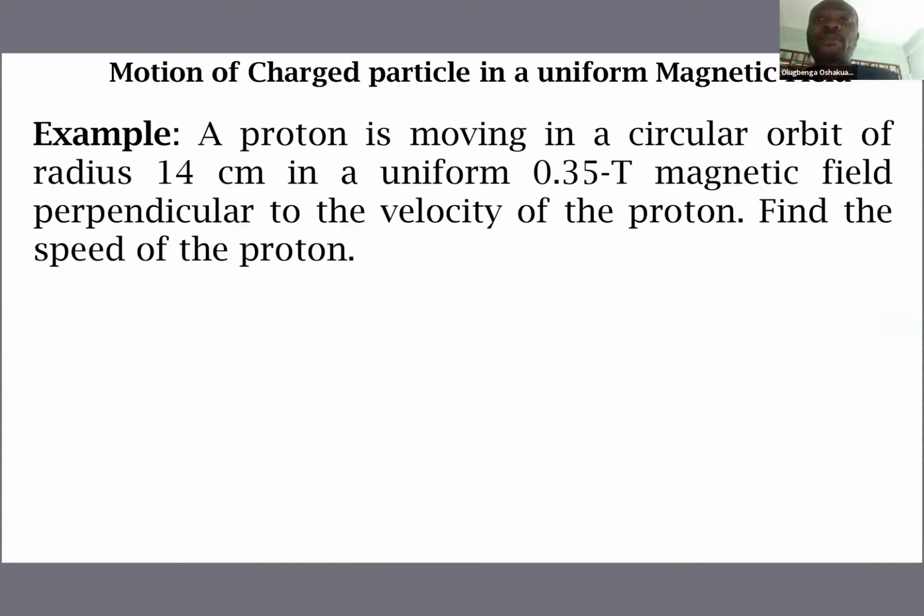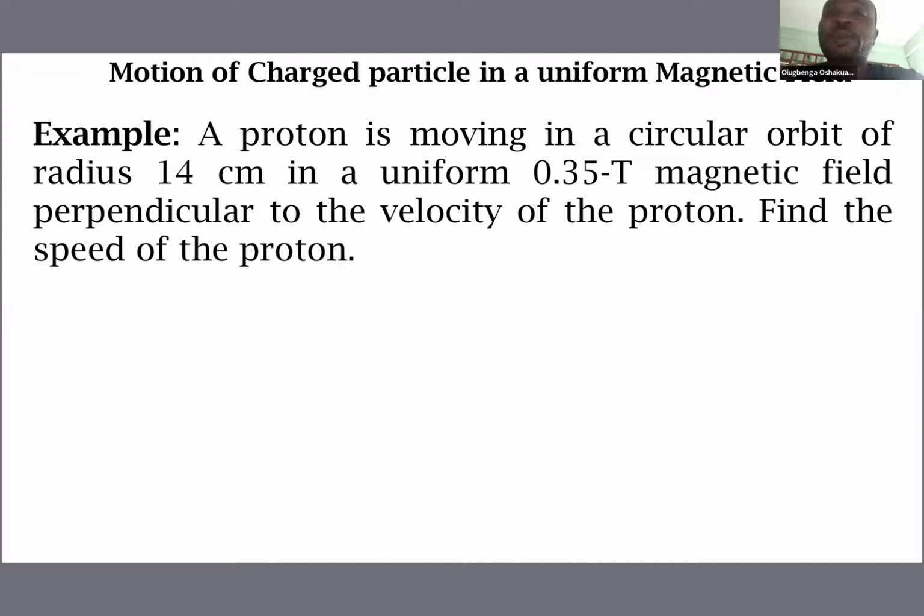So this is an example that says that a proton is moving in a circular orbit of radius 14 centimeter in a uniform 0.3 Tesla magnetic field perpendicular to the velocity of the proton. Find the speed of the proton.